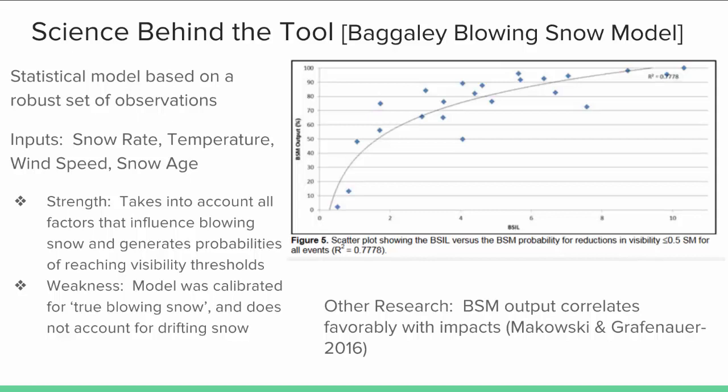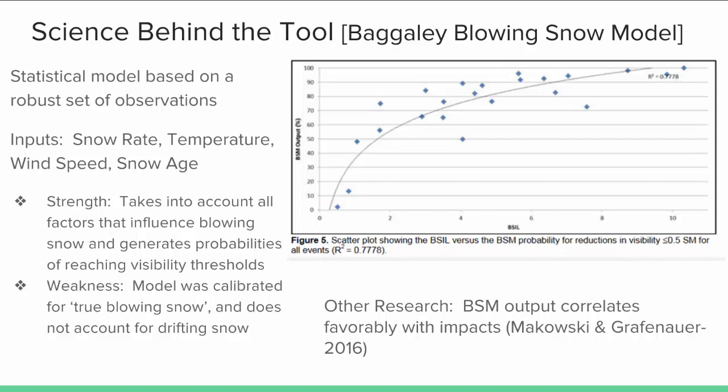Because this method utilizes a robust set of observations and takes into account all the main factors that influence blowing snow, it tends to do a better job highlighting the characteristics of true blowing snow. For example, blowing snow that produces impactful, lower visibility to the public.